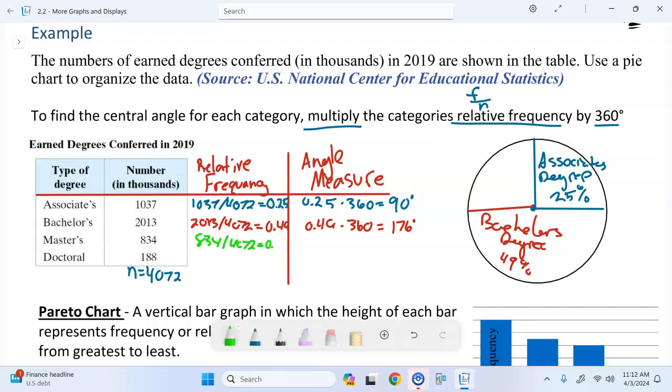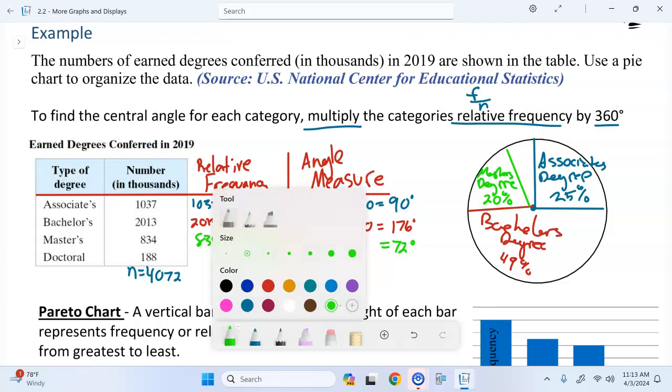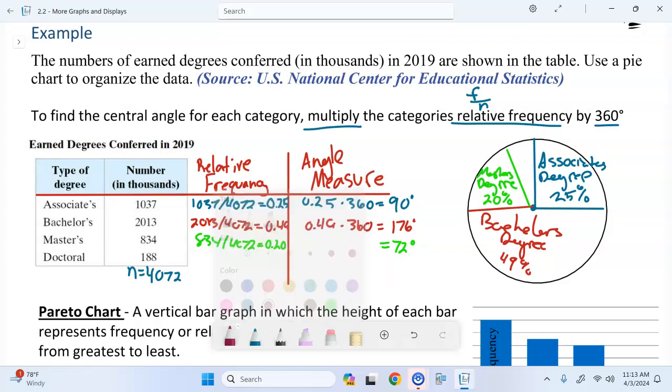Is it 20 or 21.204? Okay. And then what's our degree going to be? 72. Okay. So for the section we have left, that's going to be this corner. Can't get it exact, but it's going to be the majority of what's left. That's our master's degree. That accounts for 20%. And everything we have left is just going to be our doctoral degree.